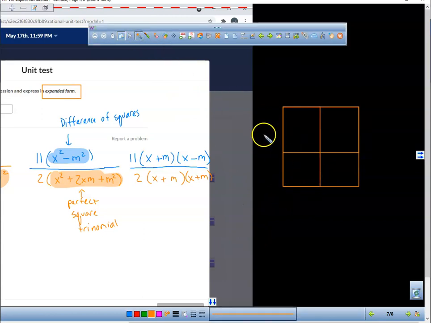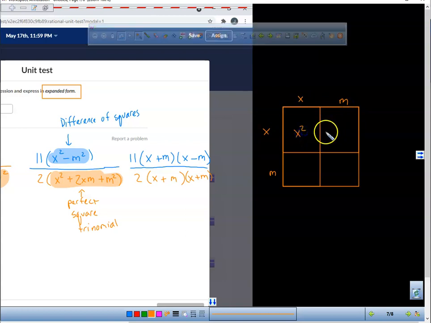Okay. So right here, if I put an x and an m and an x and an m, x times x is x squared. Here I've got an x and an m, and I got another x and an m. Here I have an m squared. How many xm's do I have? A total of 2. So when you add them all together, you get x squared plus 2xm plus m squared. Well, what if you wanted to put it in alphabetical order? That's okay too.